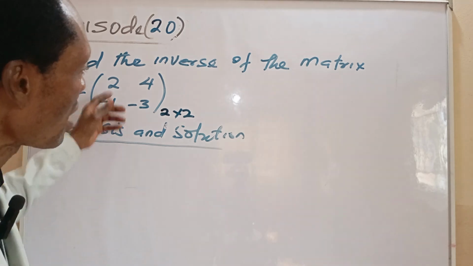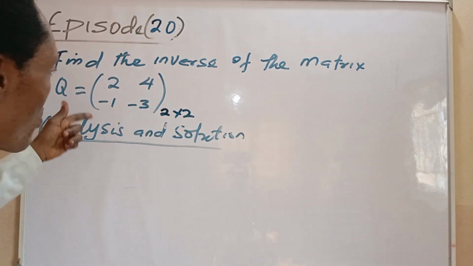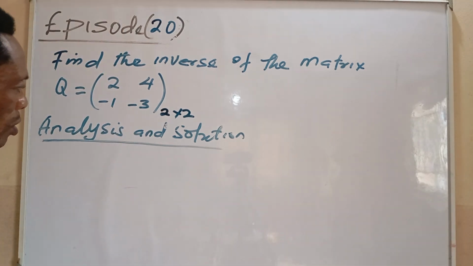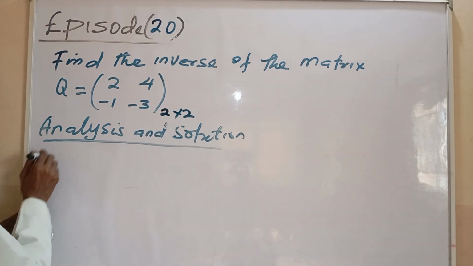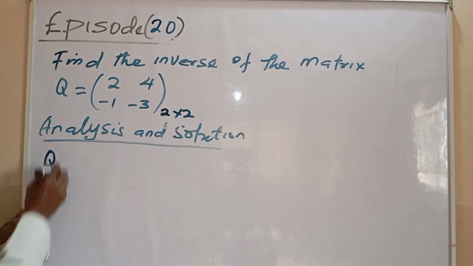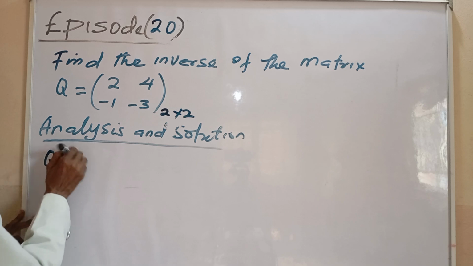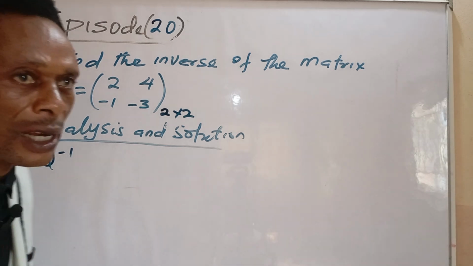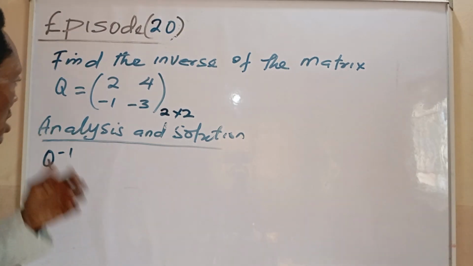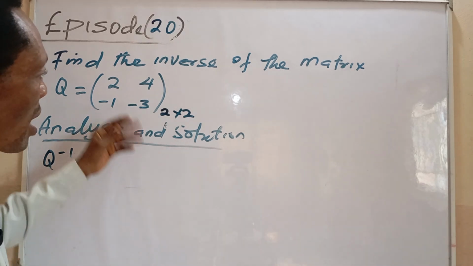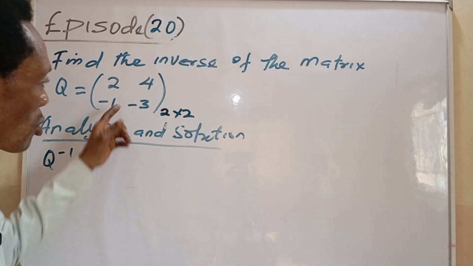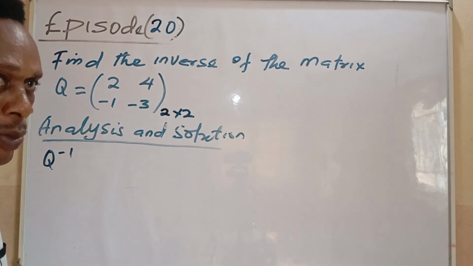So we are asked to find the inverse of the matrix Q. Analysis and solution. Let's start by saying Q inverse. How do you do that? What you do is this. You first of all find the determinant of a 2 by 2 matrix, because this is a 2 by 2 matrix.